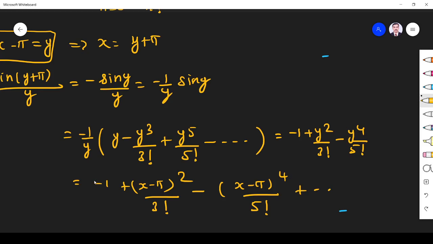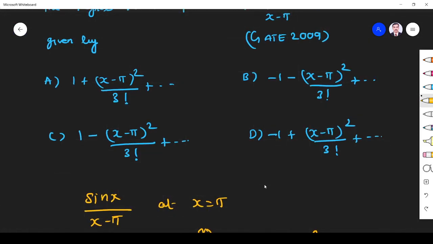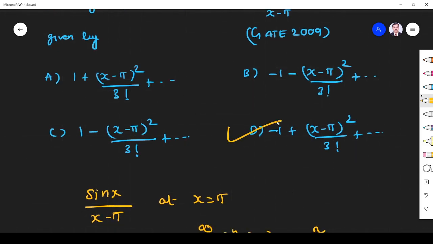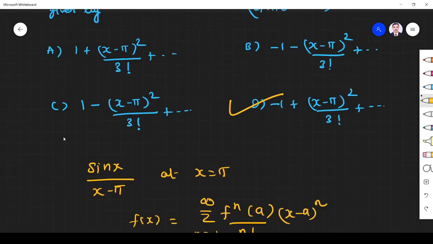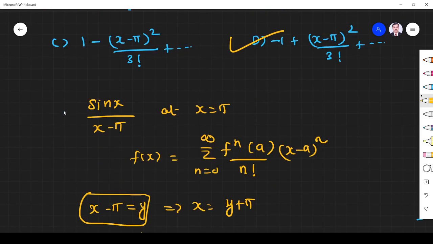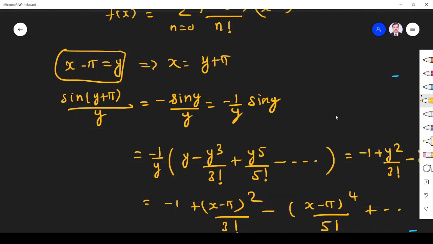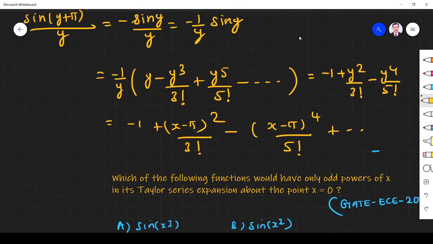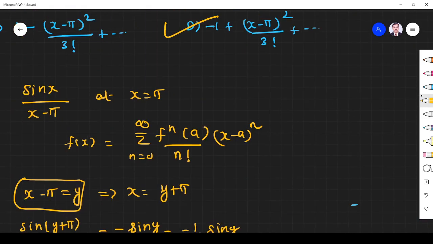It is minus 1 plus x minus pi whole square divided by 3 factorial. So what is the answer? Option D is the correct answer, right? So that is a good one. Okay, next. Any doubt? I think the answer is the same, right? Minus 1 plus x minus pi whole square divided by 3 factorial.